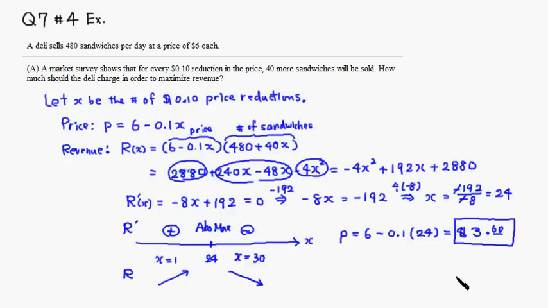So that's the answer. This just means that if you set the price at $3.60 per sandwich, you will be able to maximize your revenue. All right, that's it. I hope that this was clear.